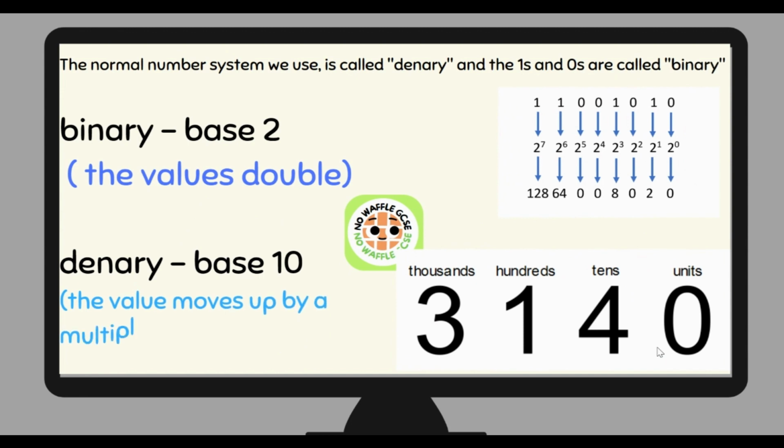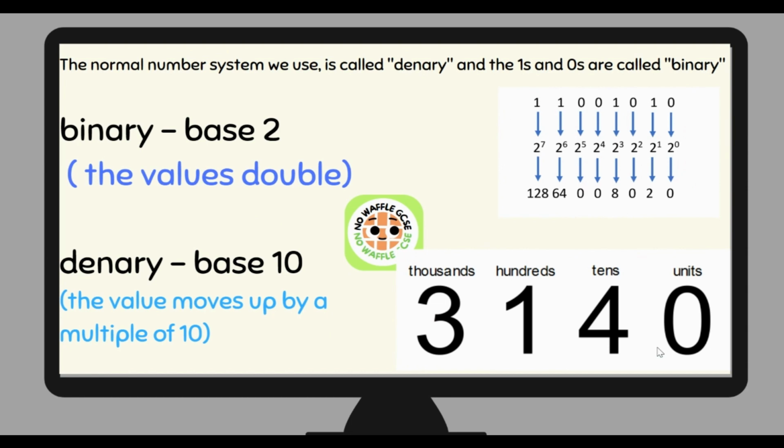Now, the normal number system we use, 1, 2, 3, 4, 5, is called denary, and the ones and zeros are called binary. So, denary is called base 10, which means the value moves up by a multiple of 10. For example, in the number 3140, 3 represents 3000, 1 represents 100, 4 represents 40, and 0 represents nothing. That's why it's called base 10, because it moves up by multiples of 10.